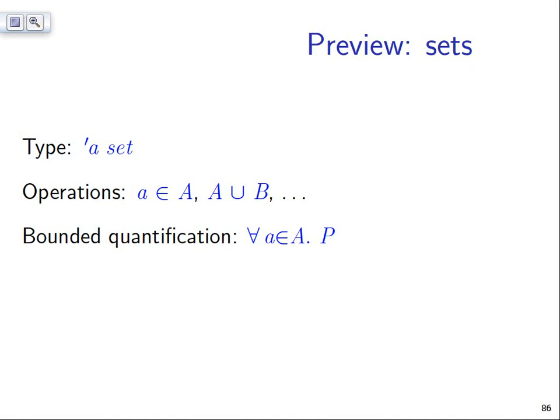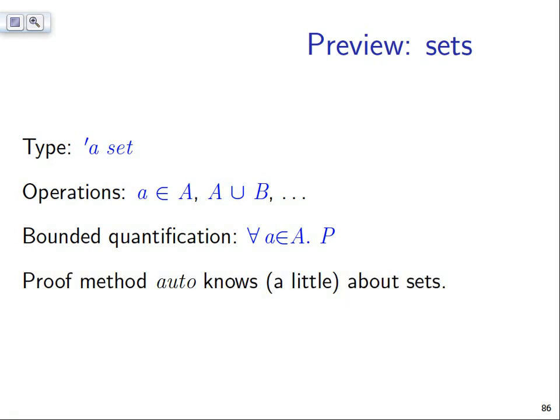And we also have a special form of quantification, universal quantification over sets. So I will also use this formula: for all elements A in a set big A, some property P is true. And luckily, the proof method auto knows at least a little about sets, so we don't have to use specific lemmas from the set theory library, but for the simple things that we're doing, auto will know all about that. Right, so question about sets?